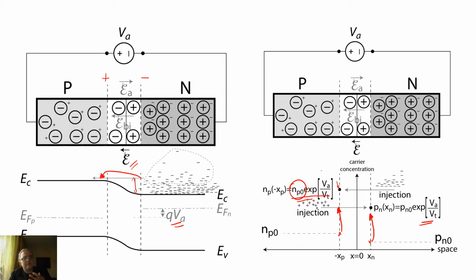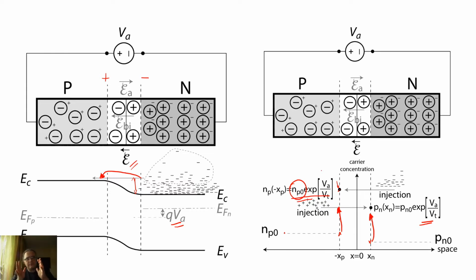What will happen with the concentration of injected excess minority carriers in the P or in the N side? So first of all, what we can observe is that there is a big gradient, a big difference between the concentrations of minority carriers at the edge of the space charge region and deep in the semiconductor. So why is that?